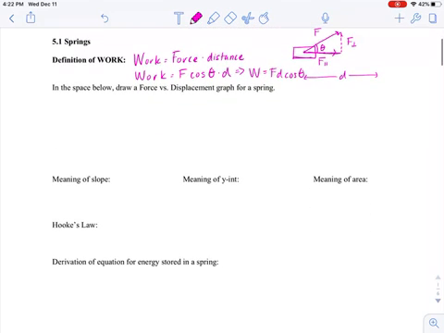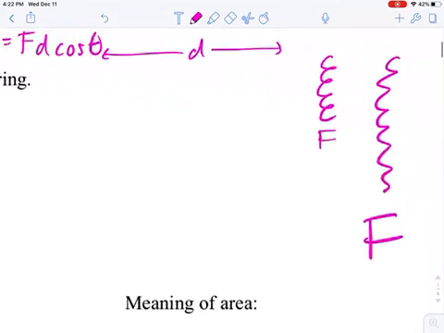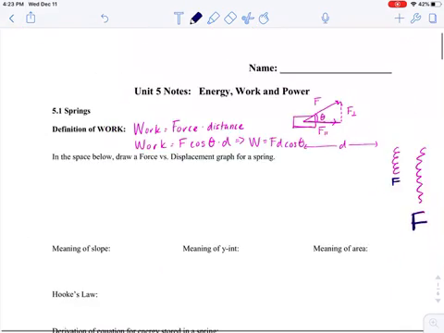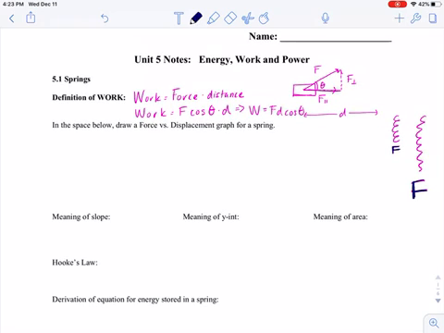The next thing we're going to do right off the bat is apply this to a spring. What's interesting about a spring is that as we stretch a spring, we exert more force. So the farther we stretch the spring, if I stretch it a little bit, I exert a little bit of force, and if I stretch the spring farther, I'm going to exert more force. It turns out that this is actually a linear relationship, so I can sketch a graph.